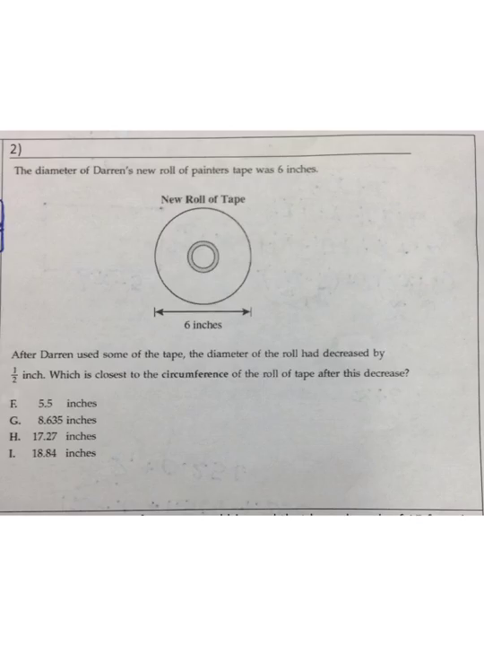Number 2, the diameter of Darren's new roll of painter's tape was 6 inches. After Darren used some of the tape, the diameter of the roll had decreased by ½ an inch. Which is the closest to the circumference of the roll of the tape after this decrease?